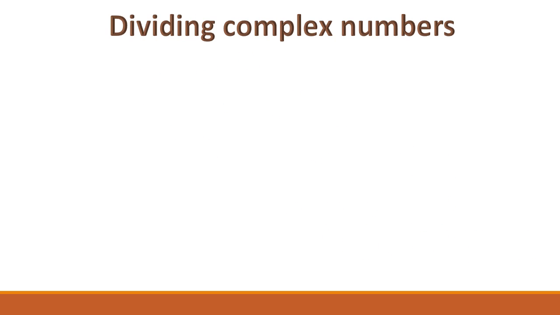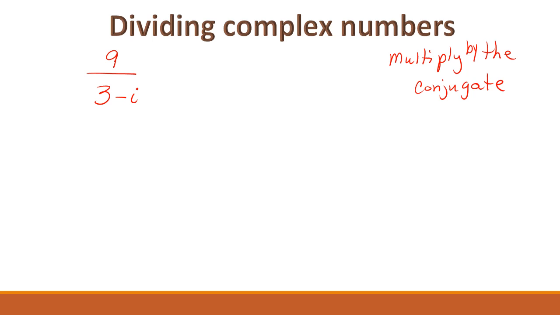Last but not least, we'll talk about dividing complex numbers. When you divide a complex number such as 9 over 3 minus i, you must multiply by the conjugate of the denominator. The conjugate of any binomial really is comprised of the same terms except a different middle sign. So the original problem was 3 minus i. I'm going to multiply by 3 plus i.